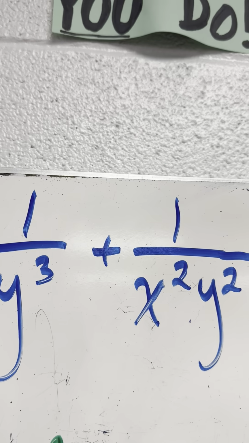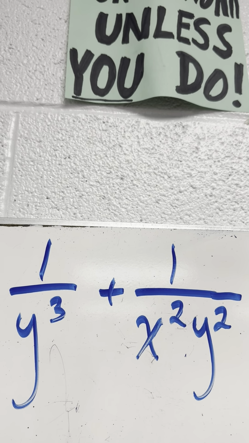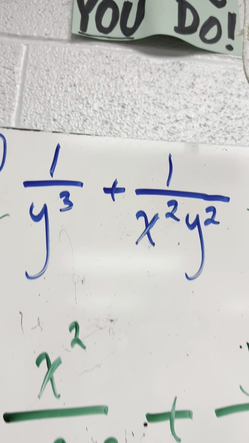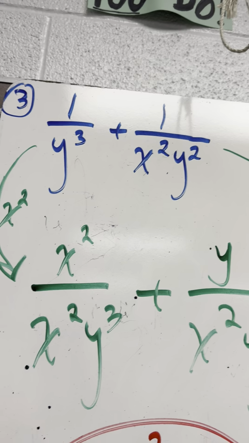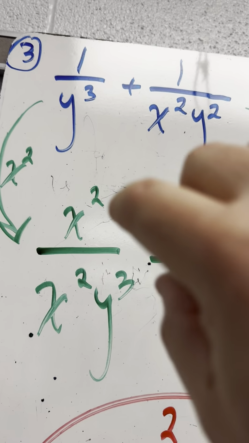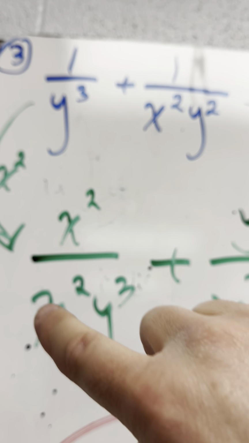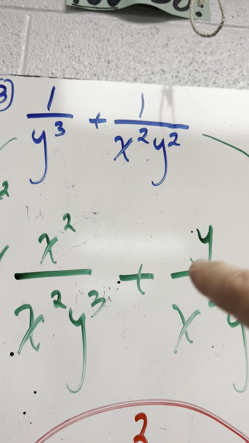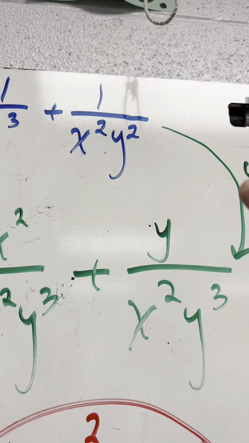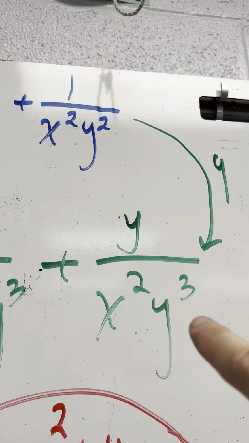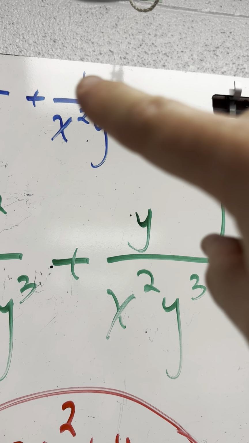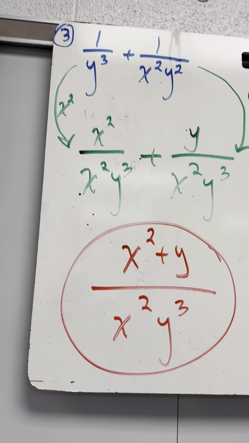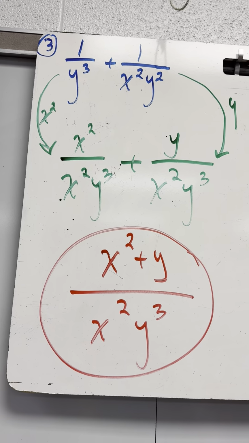What's the common denominator here? Common denominator is going to be x to the second, y to the third, right? Okay. So y to the third gets multiplied by x squared. So 1 times x squared is x squared. x to the second, y to the second gets multiplied by y to make x to the second, y to the third. So 1 times y is y. Answer, x to the second plus y over x squared, y to the third.